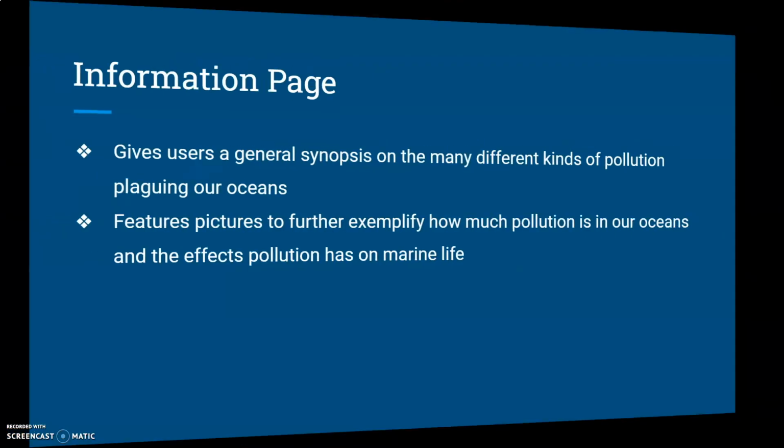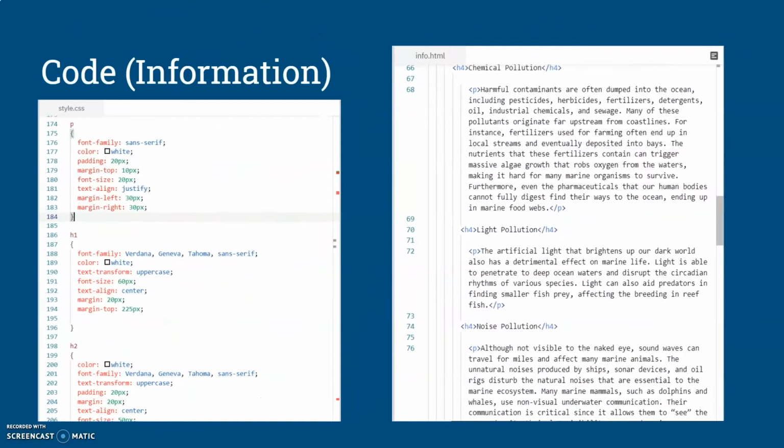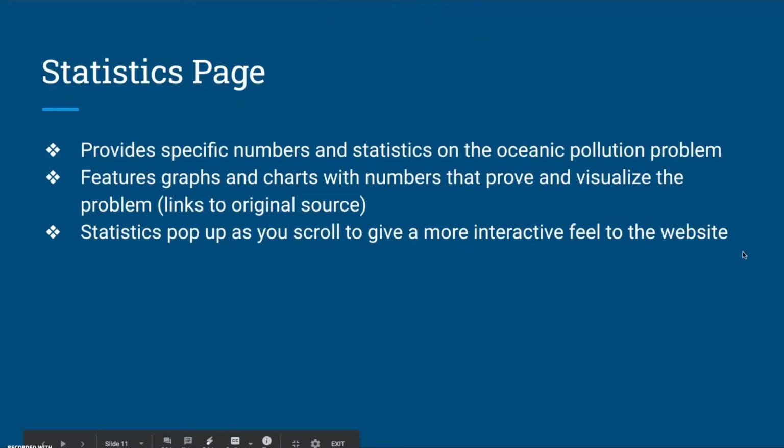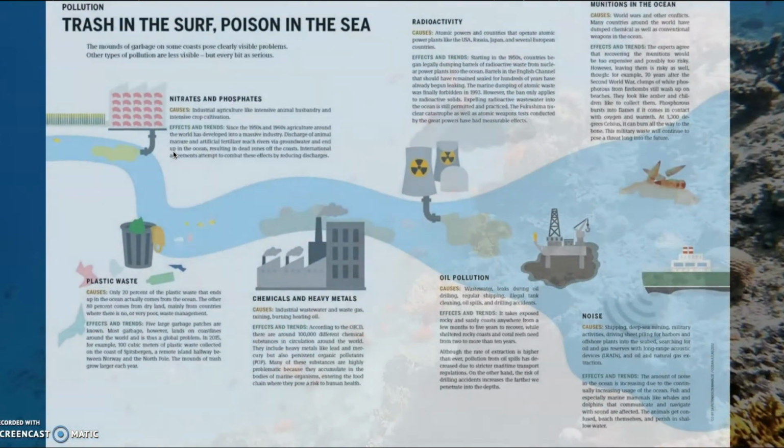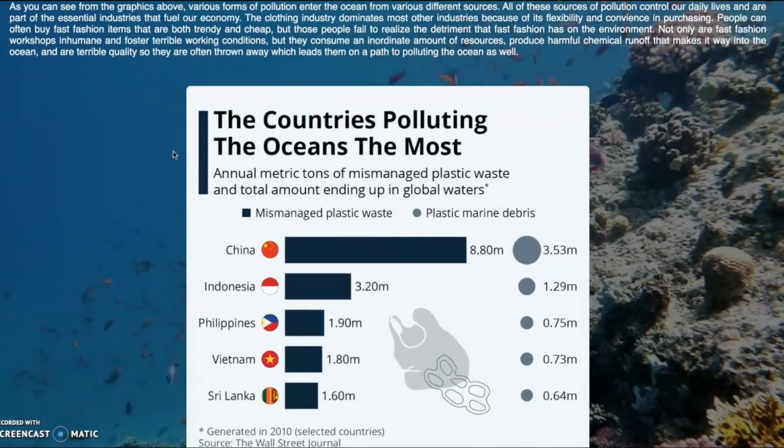Here's a picture of some of the code we used for the information page. The majority of the CSS was used for formatting the text and the photos, while the HTML was used for providing the actual information. The next page is the statistics page. This page includes specific numbers that prove the issue we are talking about is real. We included statistics of how much pollution is in the ocean, specifics about the wildlife being harmed by the pollution, and how the pollution is getting into the ocean in the first place.